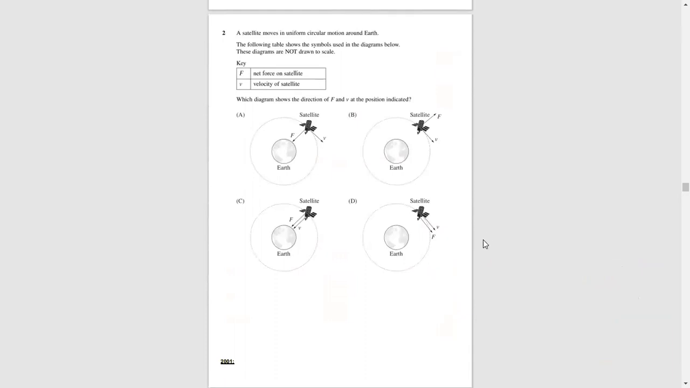Okay. Focusing a bit more on orbits, you've got a satellite moving in uniform motion around Earth. F is the force, v is the velocity. Hopefully it's clear at this point. Force is towards the Earth, it is the gravitational force. So you're looking at A or C, definitely not B, definitely not D. Okay. And velocity will be tangential, so A.